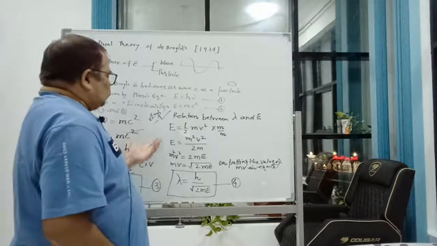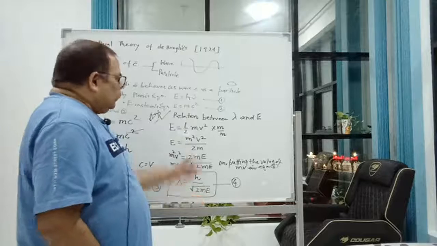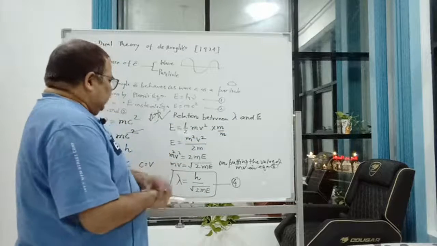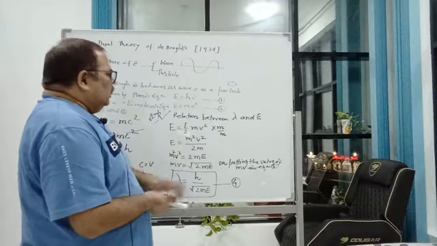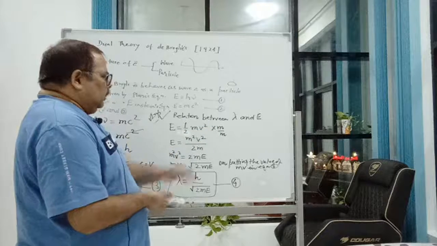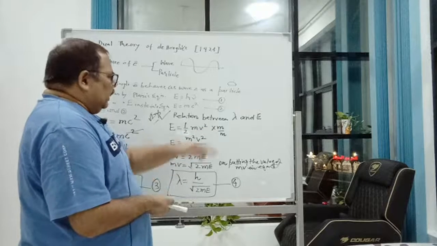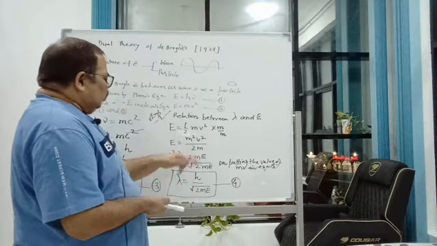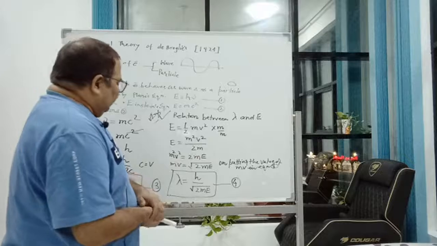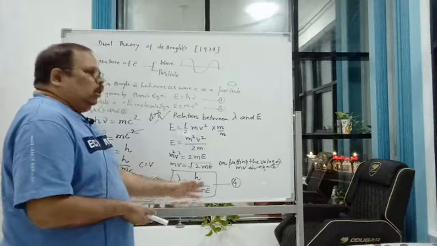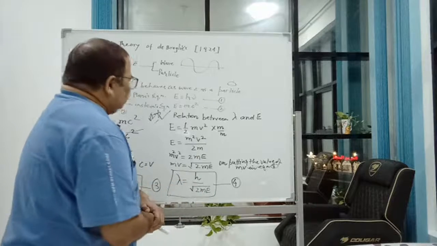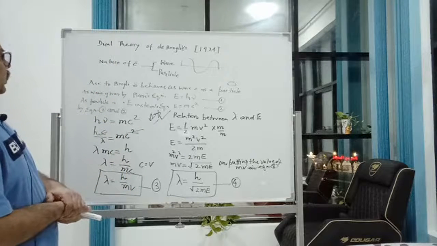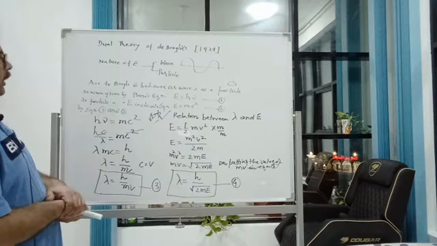Now this is also a very important relation between lambda wavelength and energy. Energy is equal to half mv square, multiply numerator and denominator by m, E equal to m square v square upon 2m, m square v square equal to 2mE, mv equal to root 2mE, lambda equal to h upon root 2mE. So this is the relation and this is very important. So this is all about the dual theory of de Broglie.